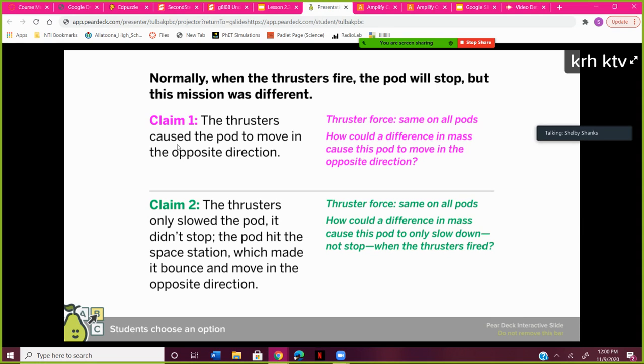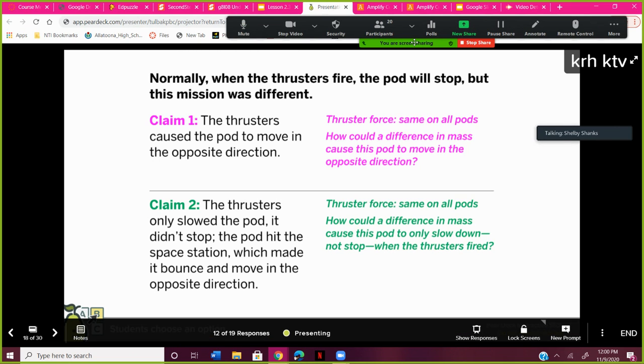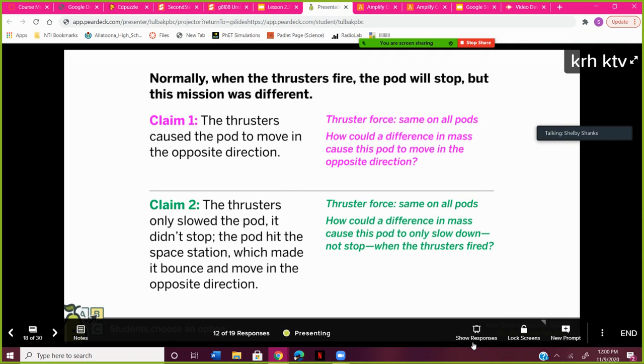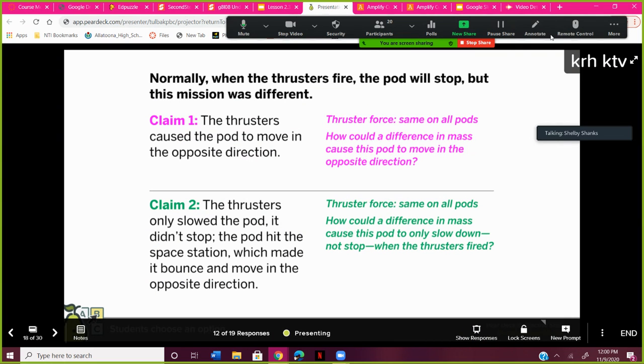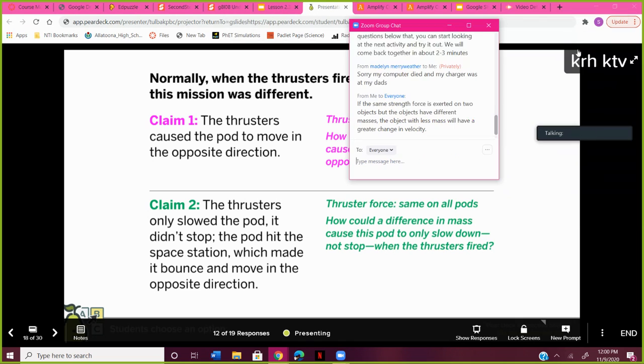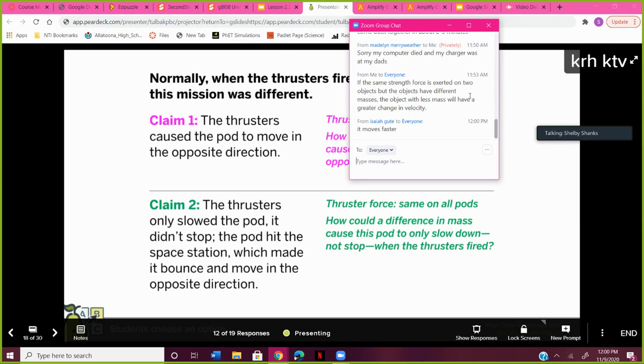All right, what do we know about something that has less mass? What do we know about the movement of something that has less mass? You guys can respond in the chat. This is what people in last class were having trouble with. Something has less mass. What do we know about it? Okay, Isaiah said it moves faster.